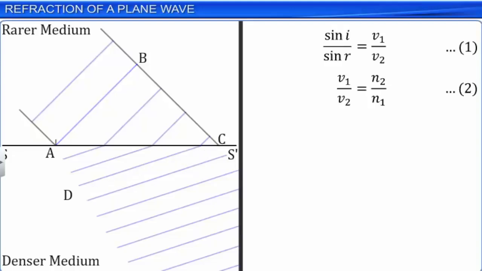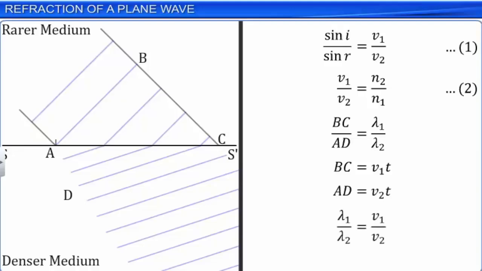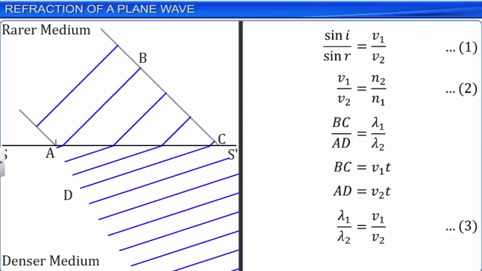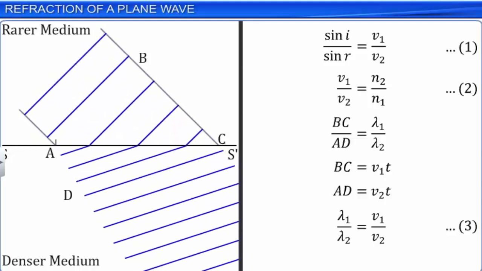As such, the number of wavefronts between B and C is equal to the number of wavefronts between A and D. Therefore, BC by AD is equal to lambda 1 by lambda 2. Since BC is equal to V1t and AD is equal to V2t, we have lambda 1 by lambda 2 is equal to V1 by V2. Let this be equation 3. Equation 3 implies that when a light wave refracts into a denser medium, its wavelength as well as velocity decreases.